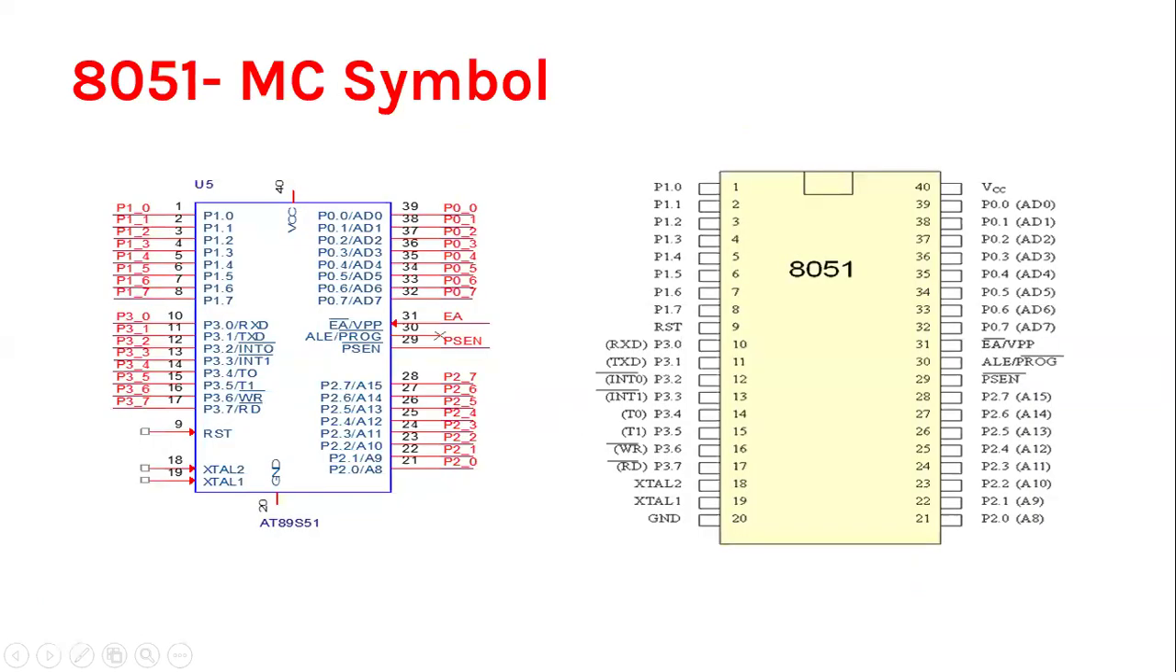This is the symbol of 8051, guys. It is a 40 pin IC. Observe that each port has its pins here, 40 pins in total. The first pins are port 1 and some external pins, then port 3, and on the right side port 0 and port 2.